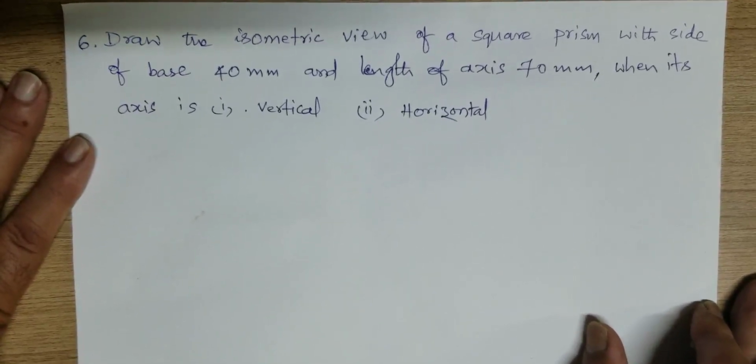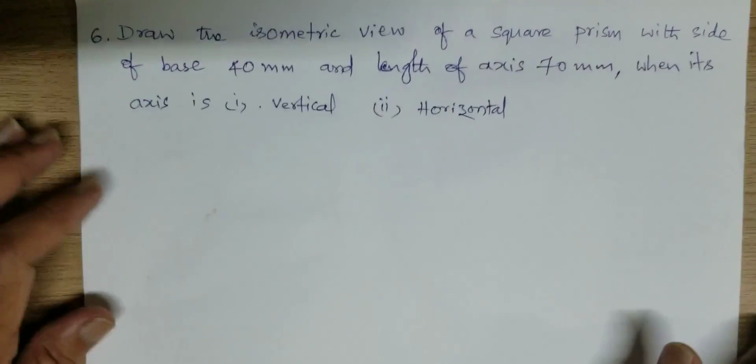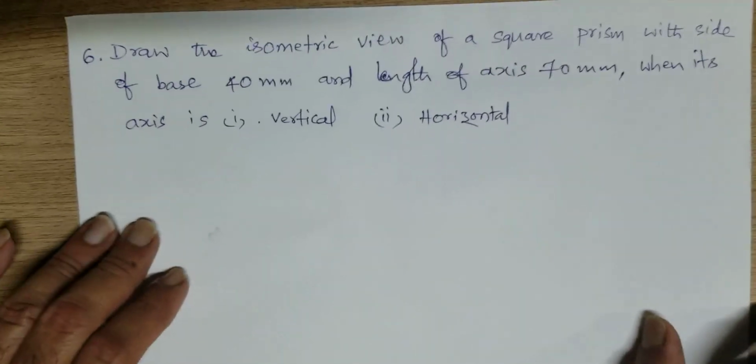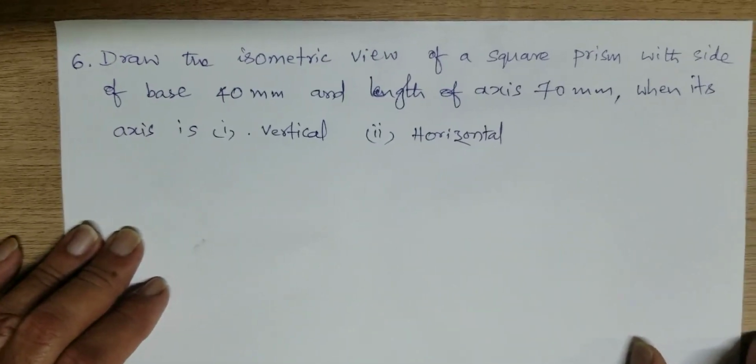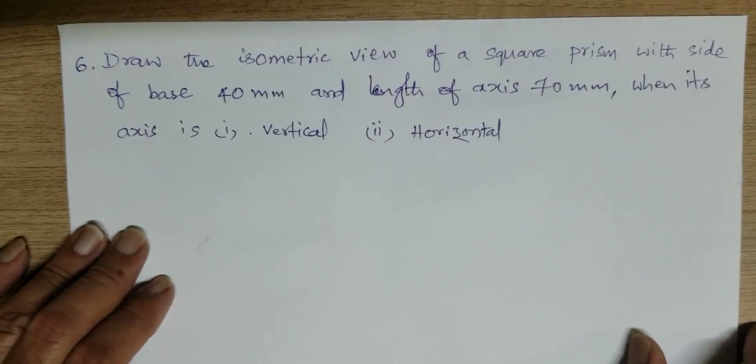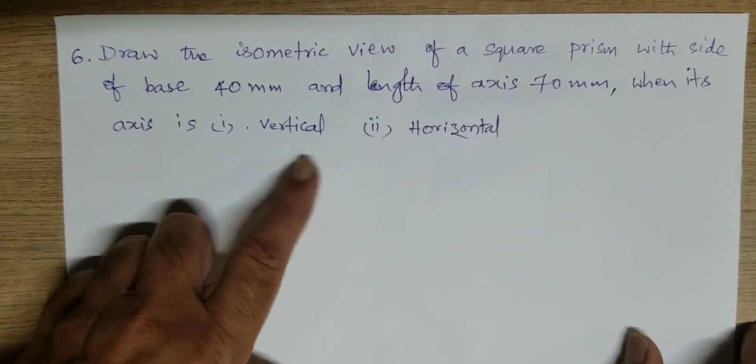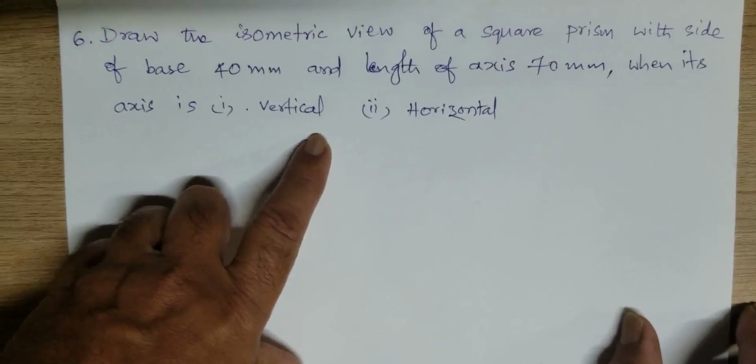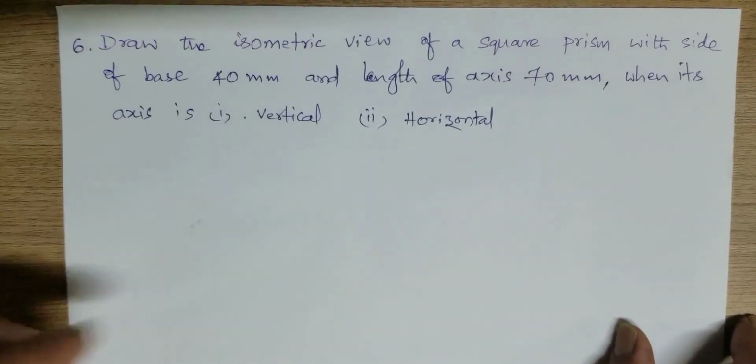See here, the question reads like this: draw the isometric view of a square prism with side of base 40 mm and length of the axis 70 mm. When it is vertical, one position we have to draw. When it is horizontal, another position we have to draw.